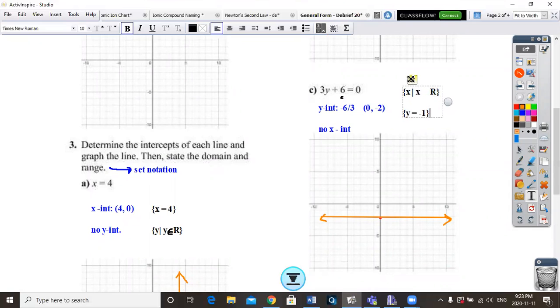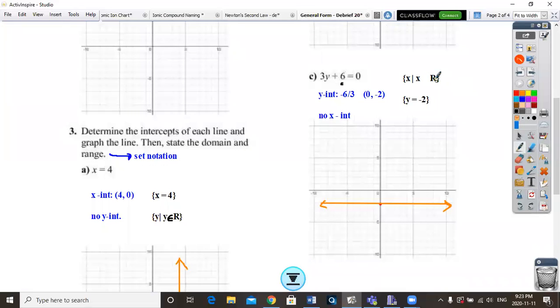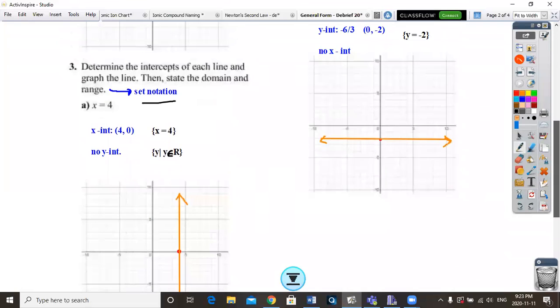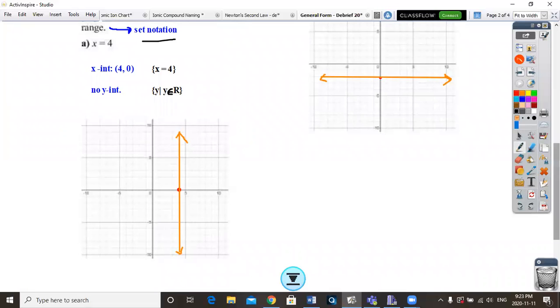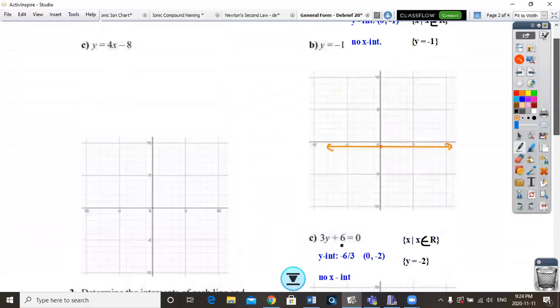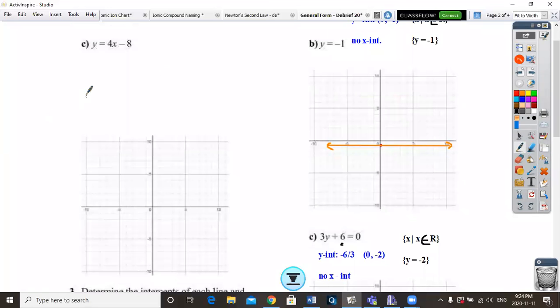Okay. So again, for the domain, curly brace x such that x is an element of the reals because of the arrowheads at either end, and the range is the curly brace y equals -2. And now we just write in the is an element of, and we've got our domain and range in set notation for all three examples. So these three examples were one vertical and two horizontal lines, which is fine. We could have stated the domain and range for the other examples, but we didn't.